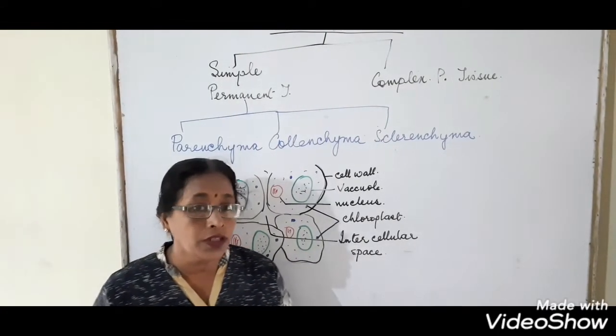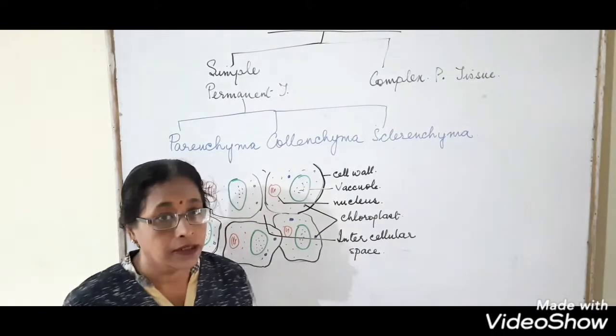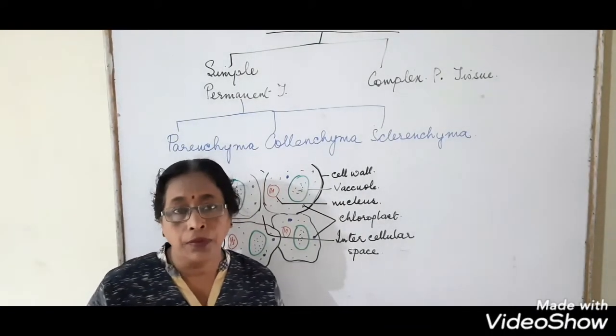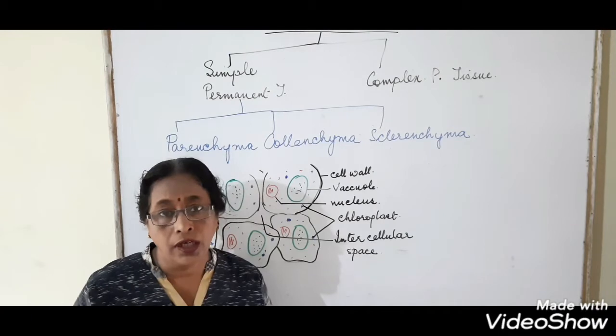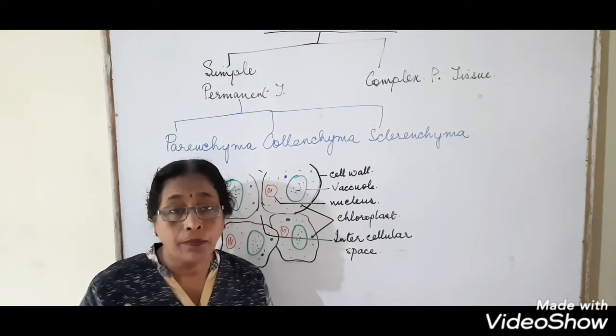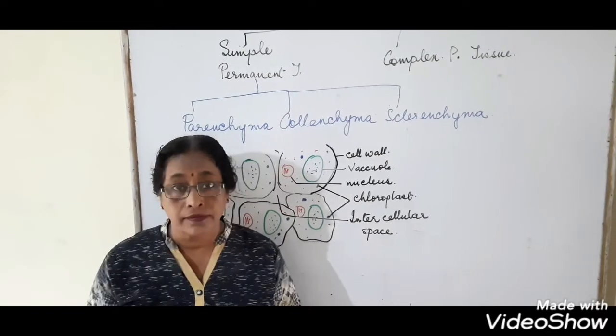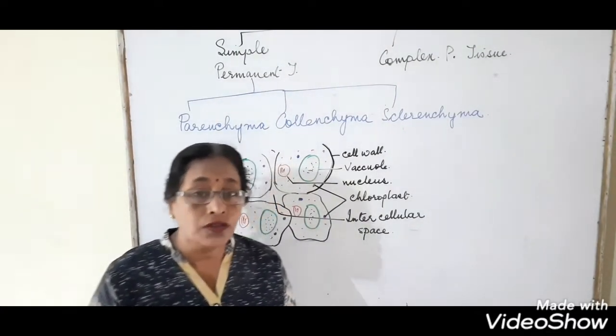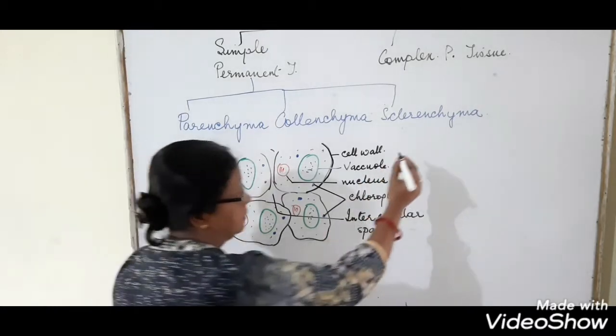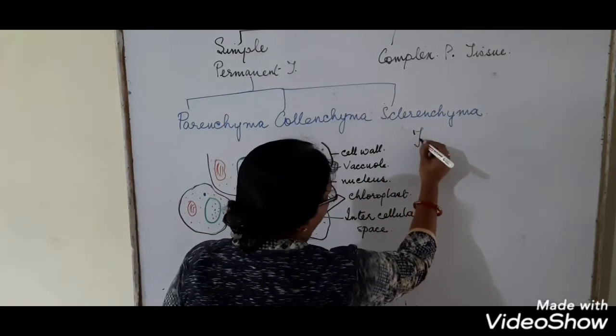Now, what is the location of the parenchymatous cells? The parenchymatous cells are present in all green parts of the plant. They are actually the packing cells which store food. Now, let us see the functions of the parenchymatous cells.